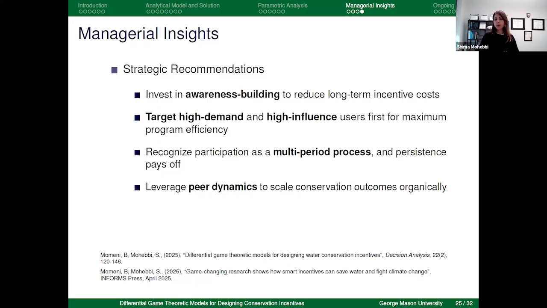This work is published in the Informed Decision Analysis Journal, where you can find more technical details. It was also selected by Informed Press and several other news outlets to be featured for a broader audience. And since then, we have received several inquiries from municipalities seeking to learn more and evaluate how this approach could be adopted and communicated to their community members. So let me pause here and open the floor for questions before moving on to the extended framework.